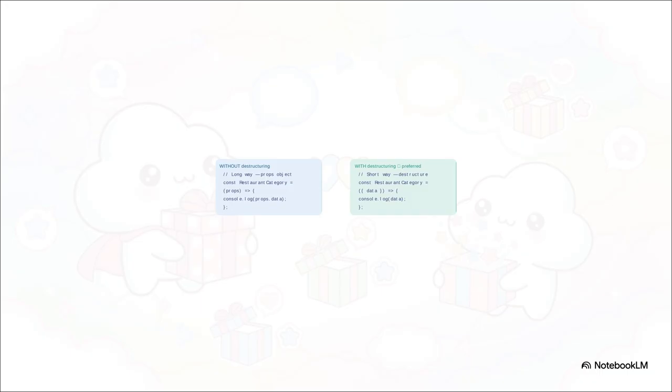The slow way, without destructuring, means the child gets the whole box, labeled props, and slowly opens it by writing props.data. But with the fast way, destructuring, the child uses curly brackets, just like tearing off the paper, to grab data instantly. It's much faster, and honestly, it's the preferred, cleaner way to do things in your components.